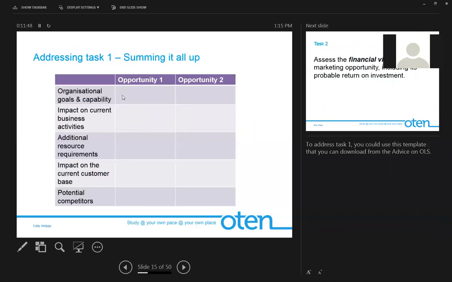Okay, so summing it all up, you can use this kind of template to address Task 1: organizational capabilities, goals and capabilities. You outline your analysis here, and the impact on current business activities, and so on and so forth. You outline your analysis in here, referring to the previous concepts.